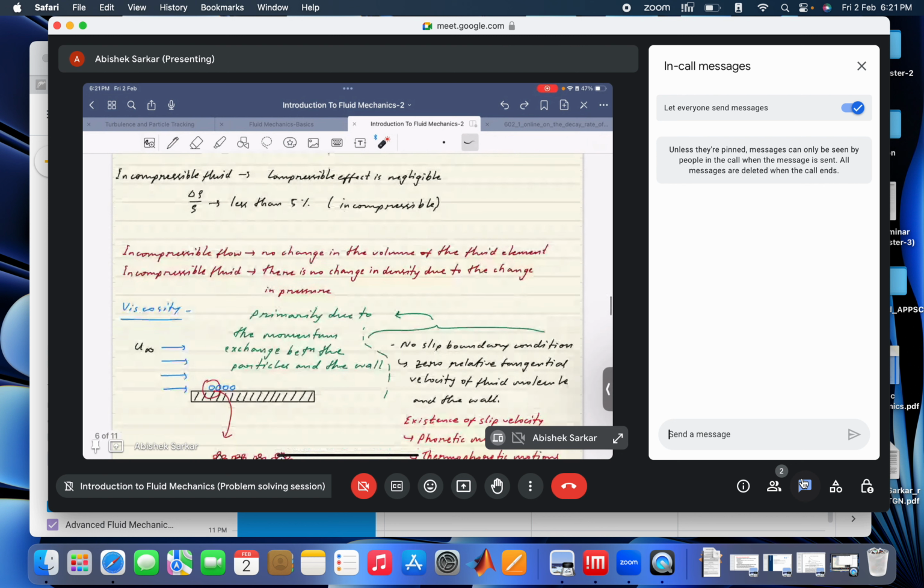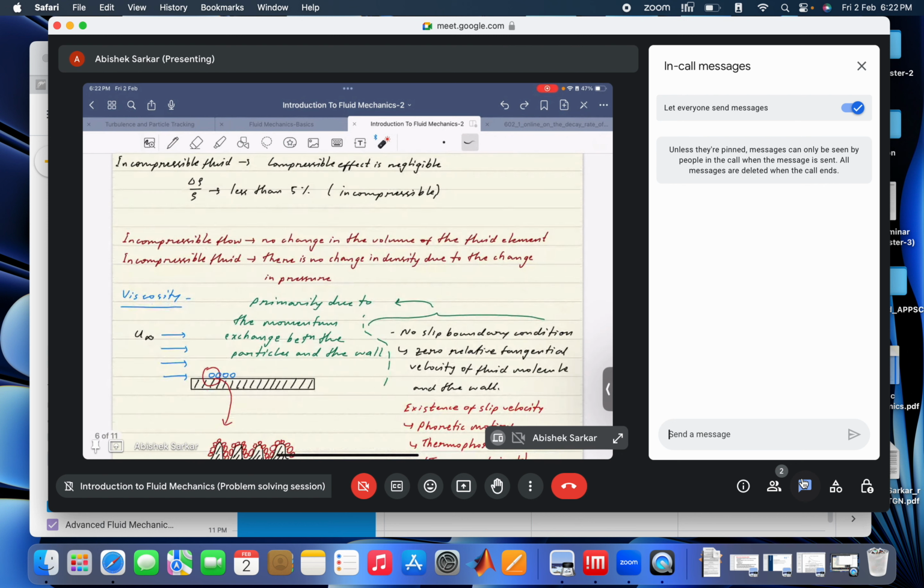And just as a conceptual understanding, we would like to differentiate between an incompressible flow and an incompressible fluid. Just give me a minute.